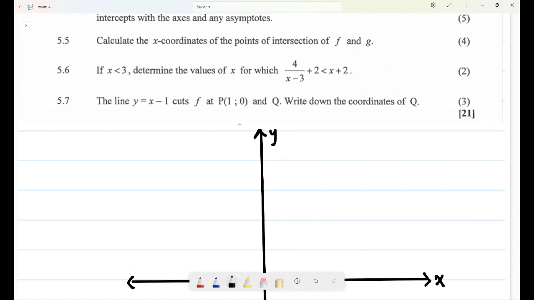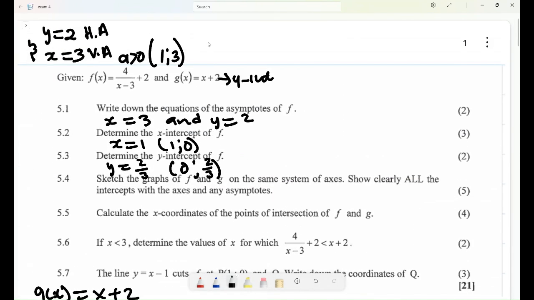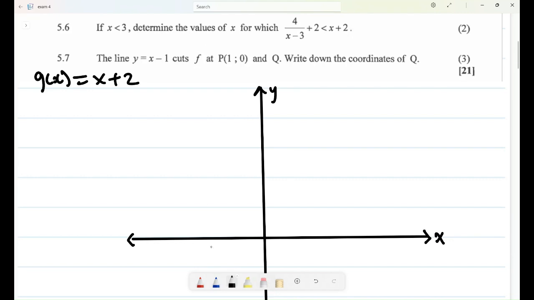So now when we start with the graph of g of x, which is equal to x plus 2, if I'm not mistaken. Yes. We first know what our y-intercept is, right? Our y-intercept is 2. So let's say 2 is here. So it is (0, 2) here, right?